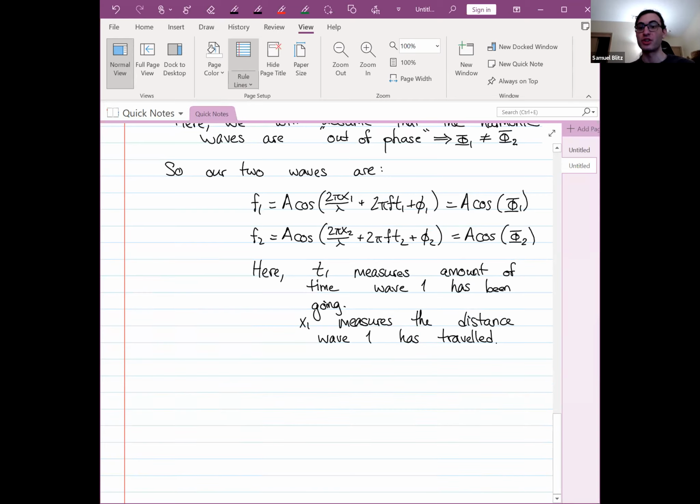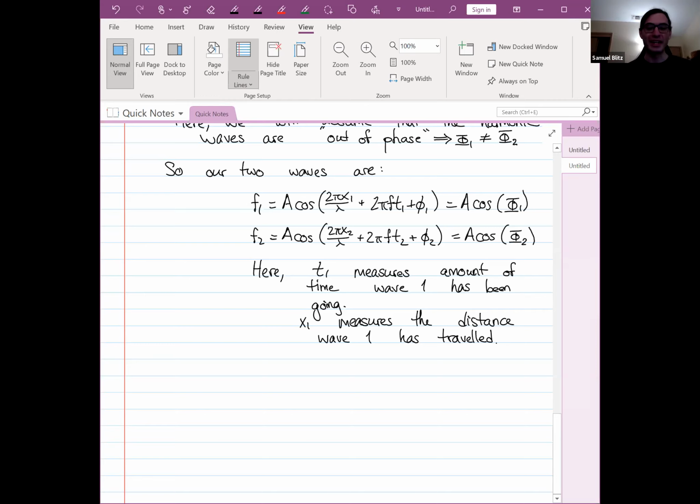And then phi 1 and phi 2 are just where in their oscillation did they start. And when we talk about how far it traveled or how long it's been on, just imagine a speaker that's emitting a beep. The duration that it's been on would be t1 or t2. The distance from the speaker to the place that we're measuring at would be x1 or x2. And phi 1 and phi 2 would just say, did it start when you turned it on? Was it at a peak? Was it at a trough? Was it at zero? So that's what these symbols represent.